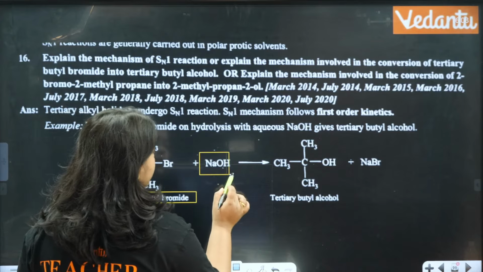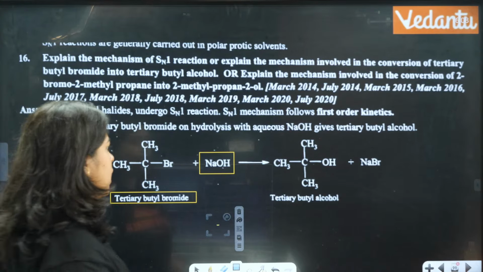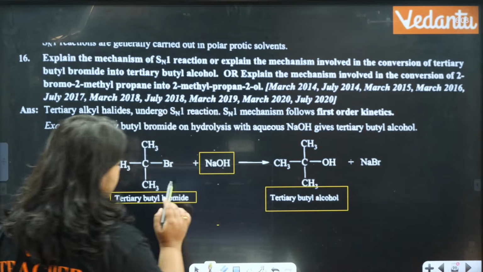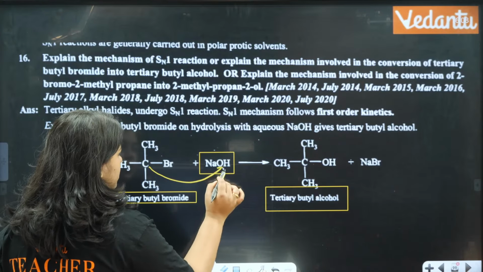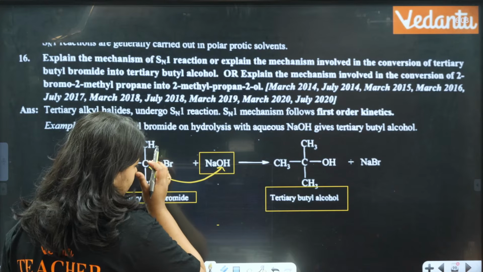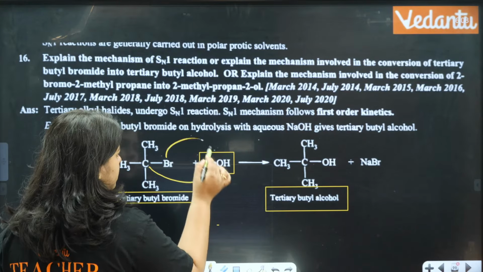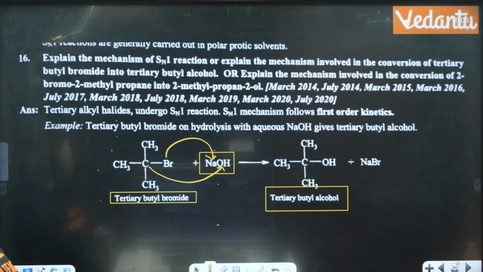In the presence of NaOH, we are going to get what? Tertiary butyl alcohol. Tertiary butyl alcohol. Very easy to understand here. Concentrate properly. Here what happens, this OH will be attached to this carbon. Carbon will be attached with the OH and Br will be attached to the sodium. Clear? That's how the tertiary butyl alcohol is going to be forming. Tertiary butyl alcohol is going to be forming. Clear everyone?